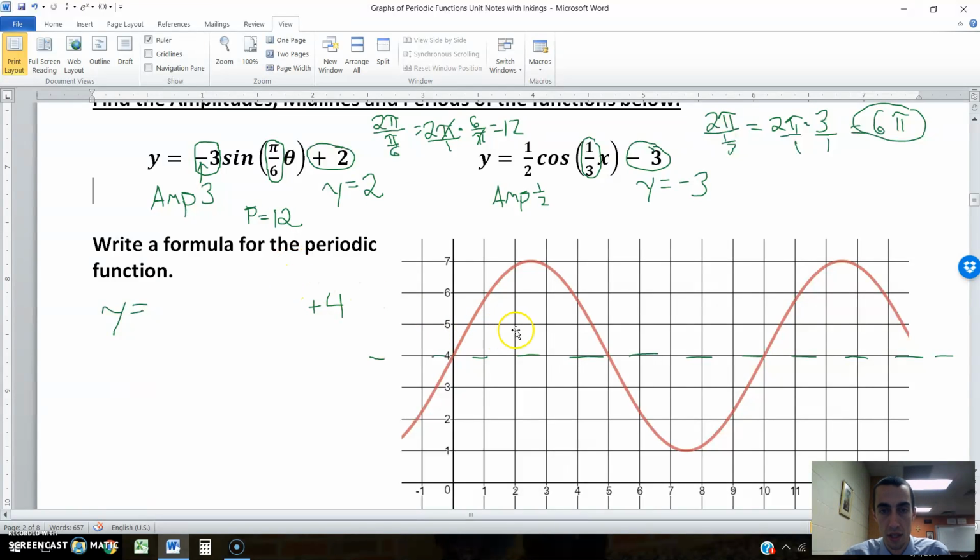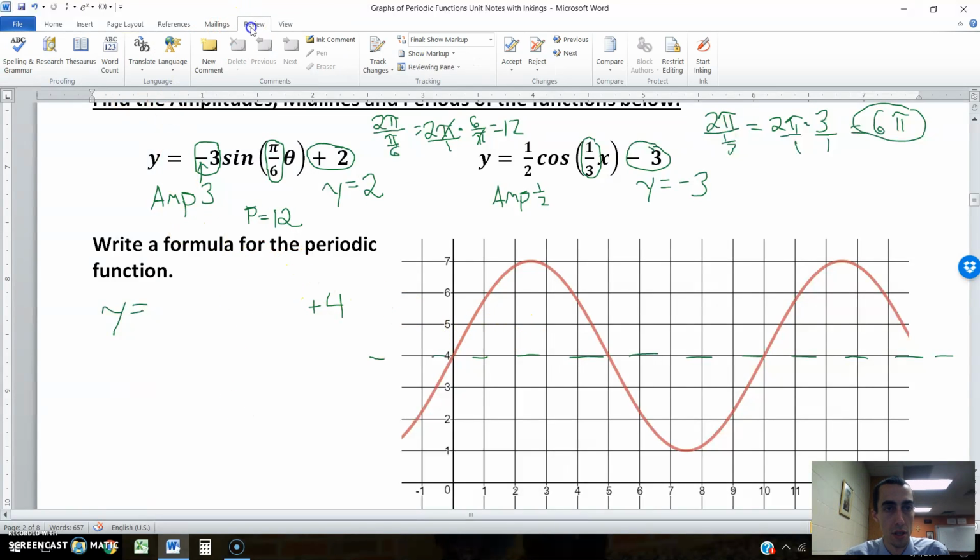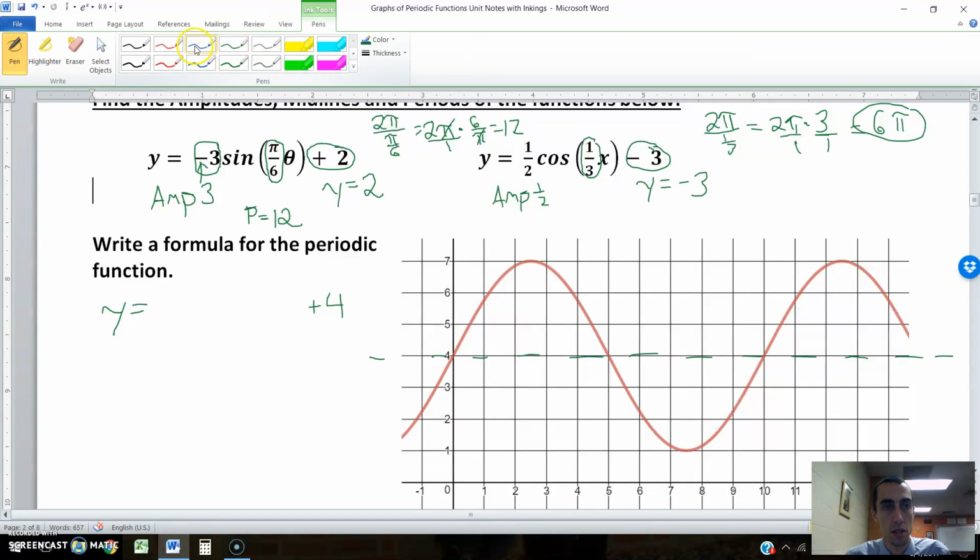Alright, next thing, the amplitude. Let's go back to this. Amplitude. See that from my midline up to the top of the graph is 3 units, and down to the bottom of the graph is a distance of 3 units, negative 3 units if you want to go from here to there. But either way, amplitude is going to be 3. That's going to be the coefficient.